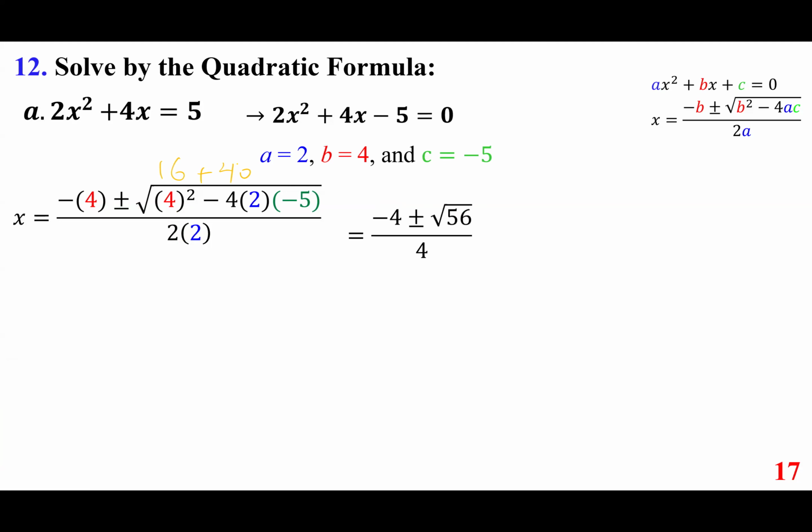Now notice, first and foremost, you can't drop these two. If you want to take a common factor from the numerator and drop, you can, but you can't drop these two. 56 is the product of 4 and 14. 4 comes out as a 2. And in the numerator, I can take the common factor of 2 times negative 2 plus minus the square root of 14. This goes away. This changes to 2. And that's the final answer.